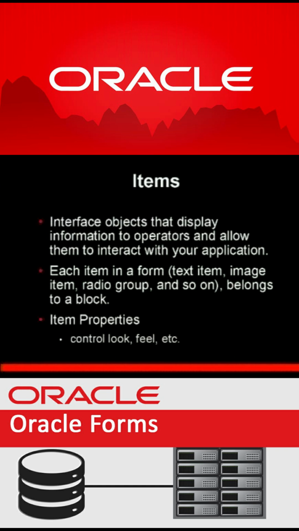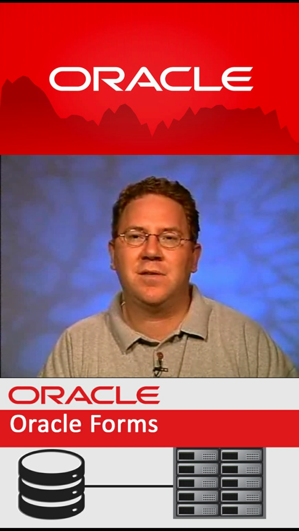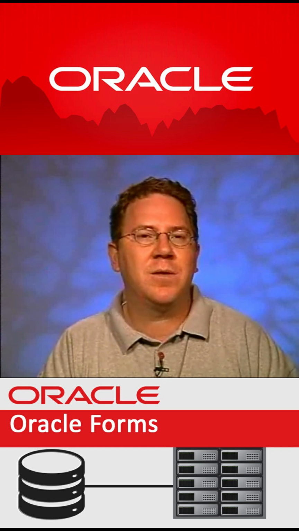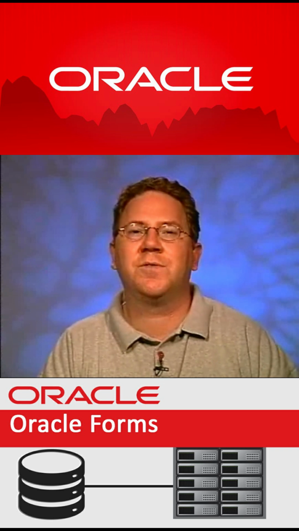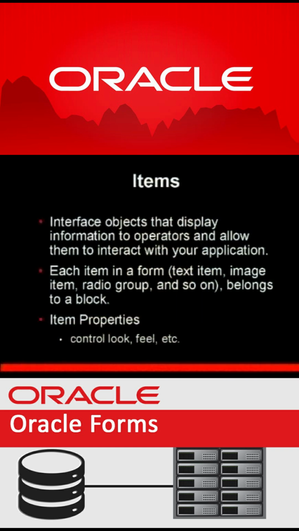So now, what is an item? An item is the interface object that displays information to an operator and allows them to interact with your application. The most common items that you're probably used to is like a text box that you type your name in. You probably see this on forms that you fill out on the web and other applications. So each item in a form, a text item, an image item, a radio group, and so on, all of these belong to a block.